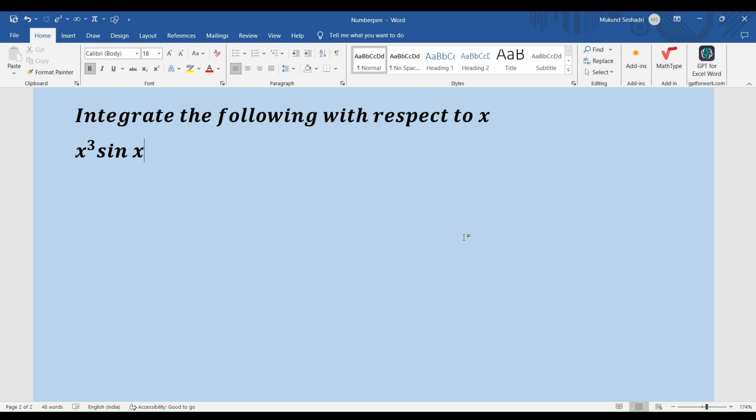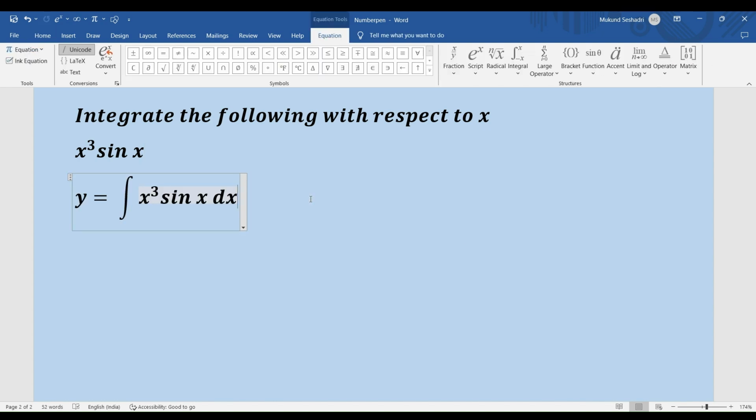So there we have the problem on the screen. Integrate the following with respect to x. We have x cube sine x, right? What we have been given is dy by dx and we've been asked to find y. So my y is nothing but the integral of the given expression. So let's write down what is our y.